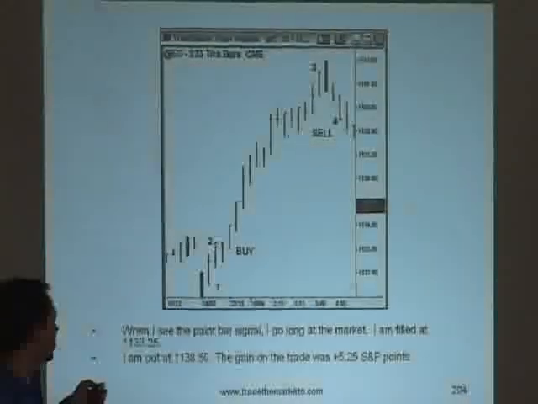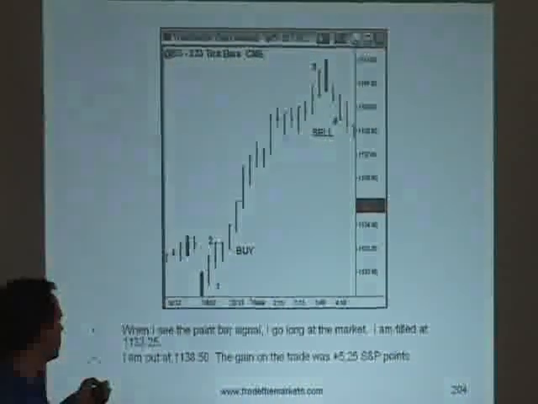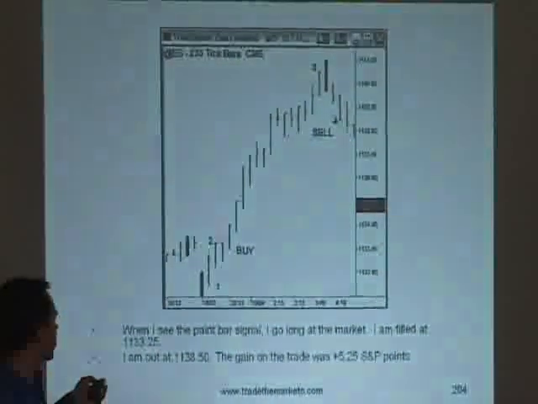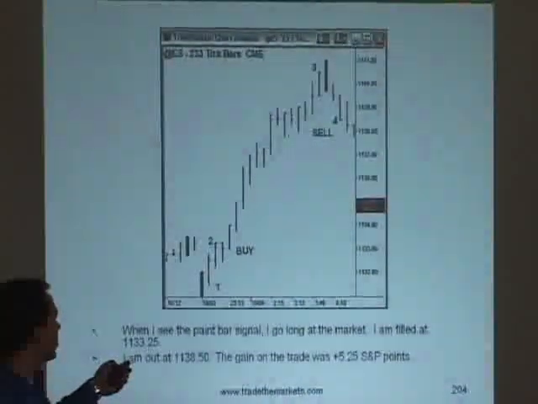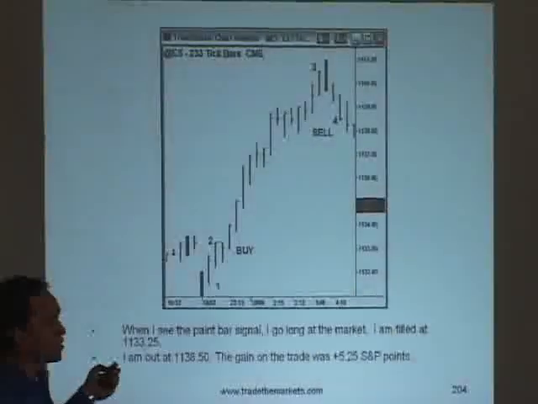So in this particular case, you're going to get in here at point number 2, which is 1133.25, and you're going to get out here, which is 1138.50, which was 5 1/4 points on the S&Ps.